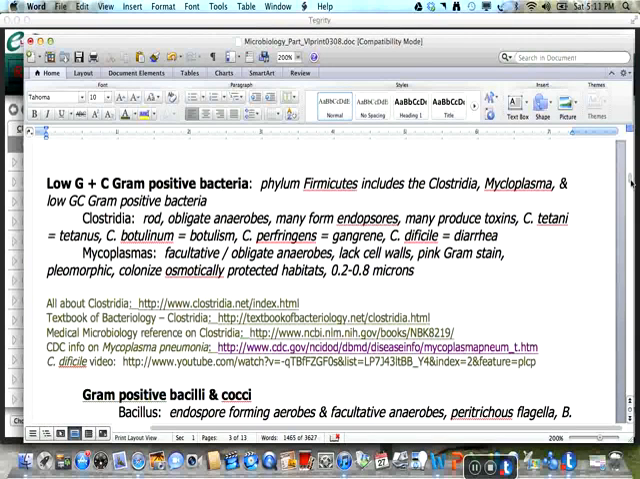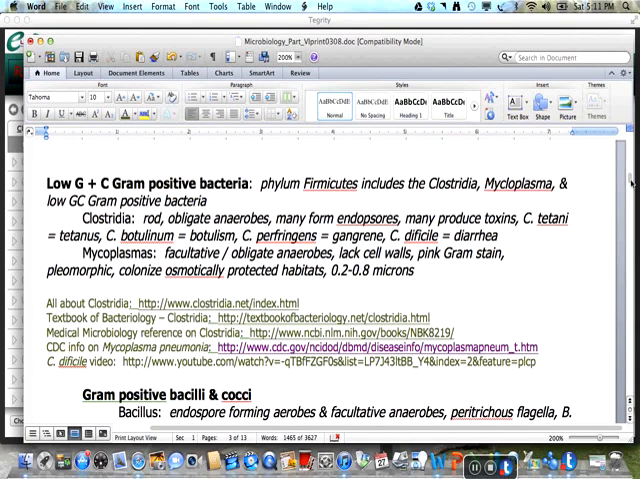The low G and C gram-positive bacteria of the phylum Firmicutes include the Clostridia, Mycoplasma, and other low GC gram-positive bacteria. Clostridia are obligate anaerobic gram-positive rods, many of which produce endospores and produce toxins. These include Clostridium tetani, causing tetanus, Clostridium botulinum, causing botulism, Clostridium perfringens, causing gas gangrene, and Clostridium difficile causing diarrhea and pseudomembranous colitis.